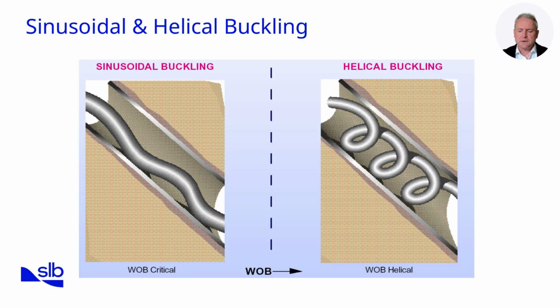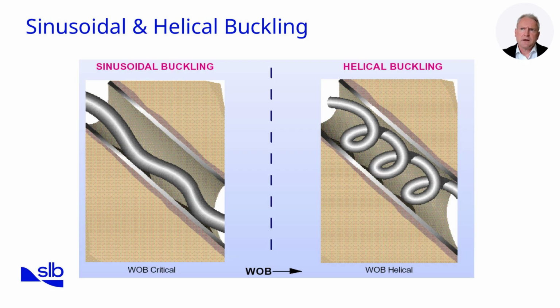The picture on the left represents the pipe in sinusoidal buckling. As a certain weight is applied, the pipe transitions into helical buckling. Looking at the Dawson-Pasley buckling criteria, which defines when drill pipe begins to buckle inside the wellbore, the formula gives us the critical buckling load, FCR, which is the axial compressive force needed to initiate sinusoidal buckling.